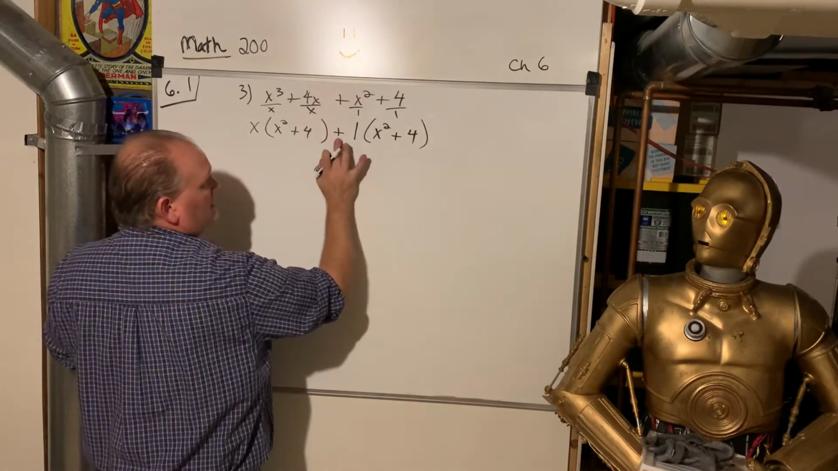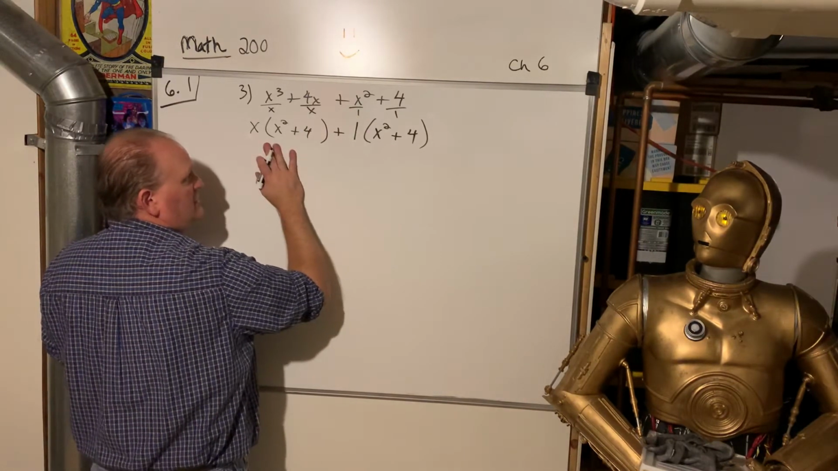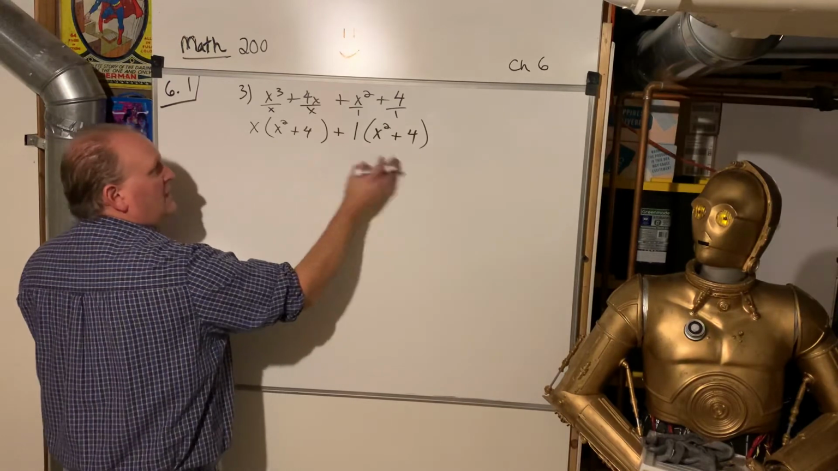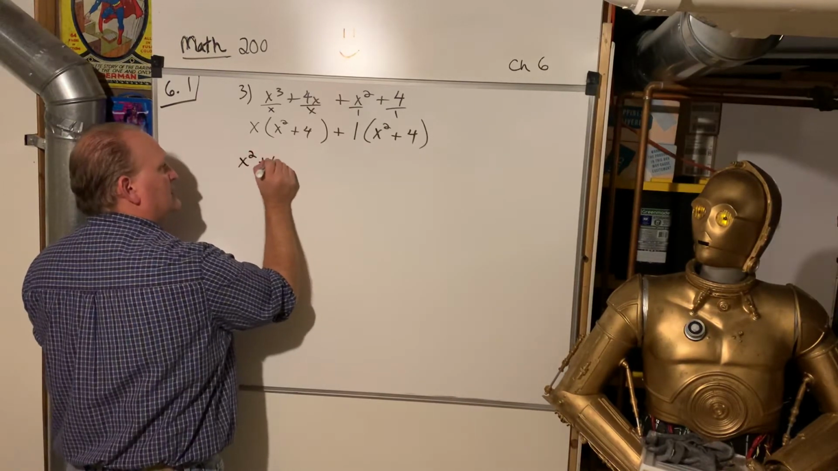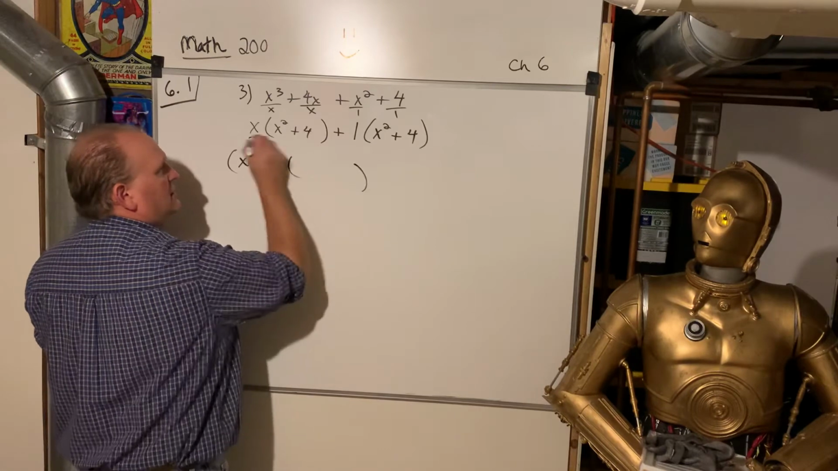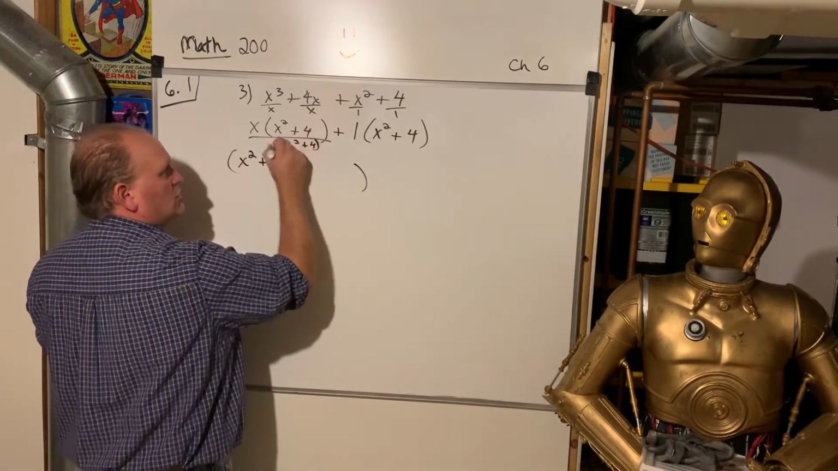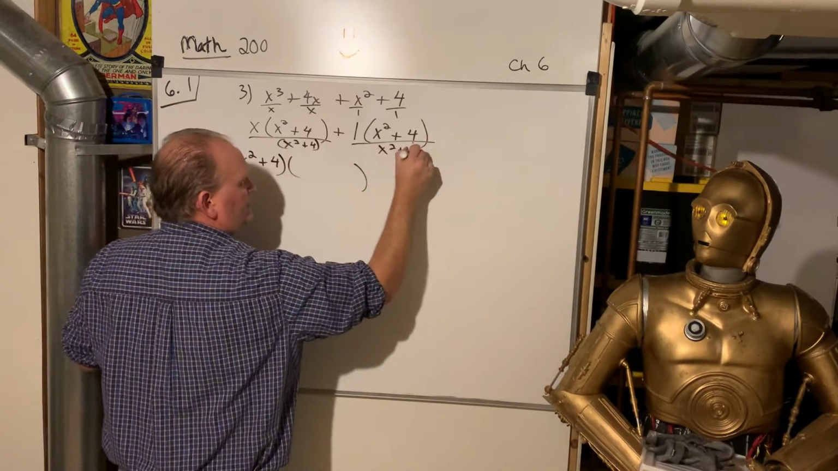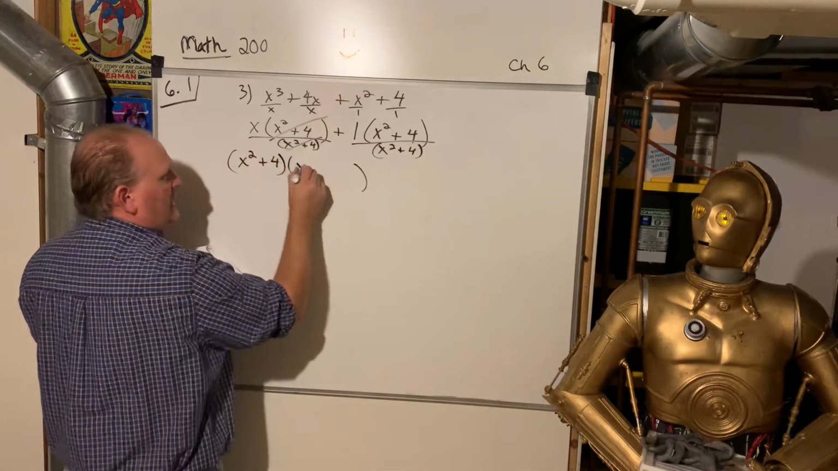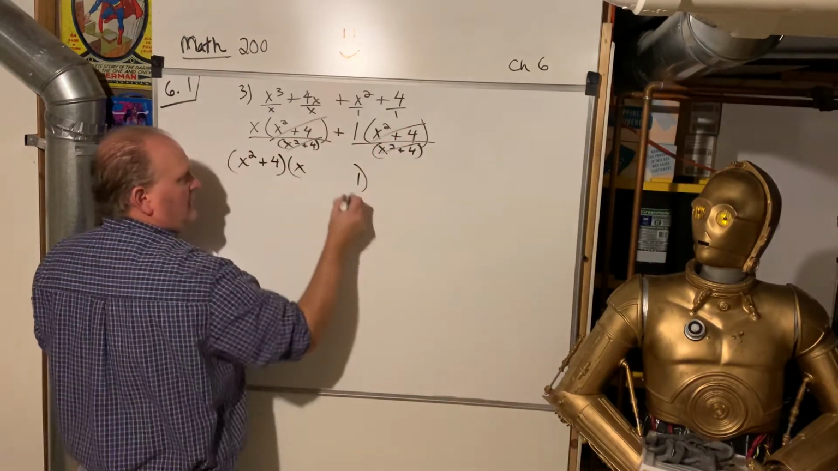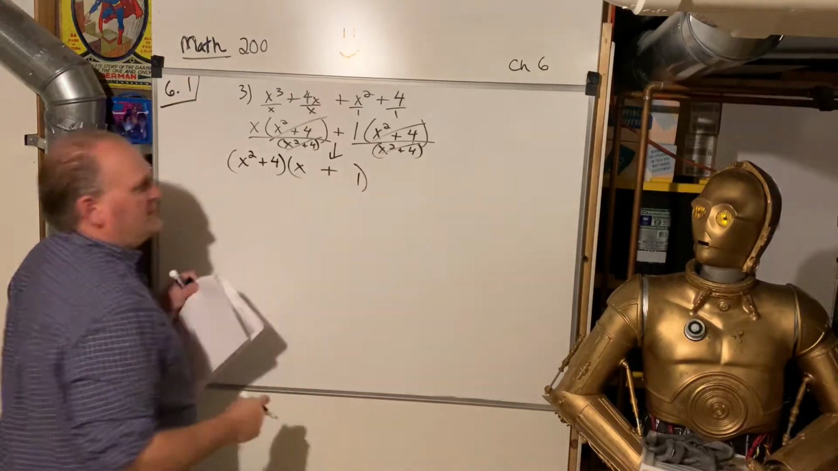There's two terms here. They're separated by a plus or a minus. So this is one term. This is another term. I can factor out the x squared plus 4. Divide that out of each term. They cancel. I get x. Cancel. I get 1. Plus comes down.